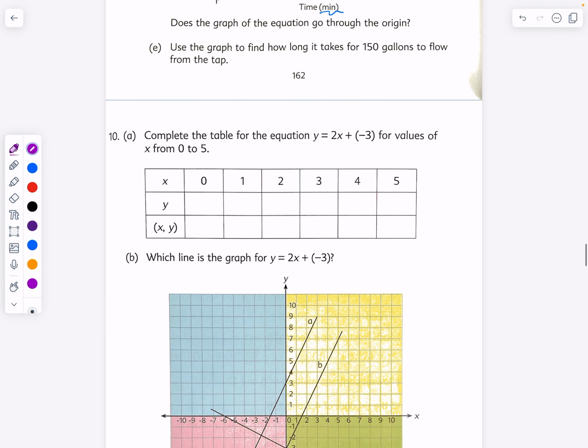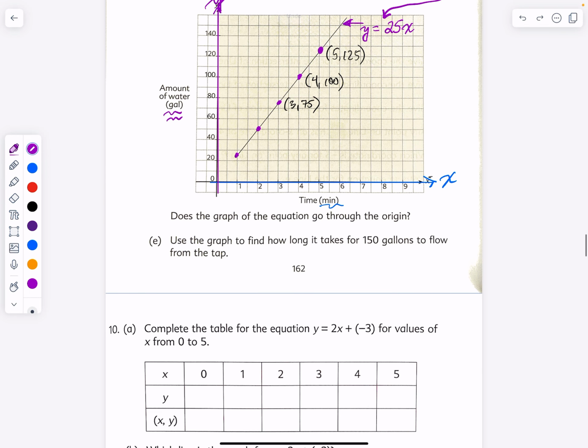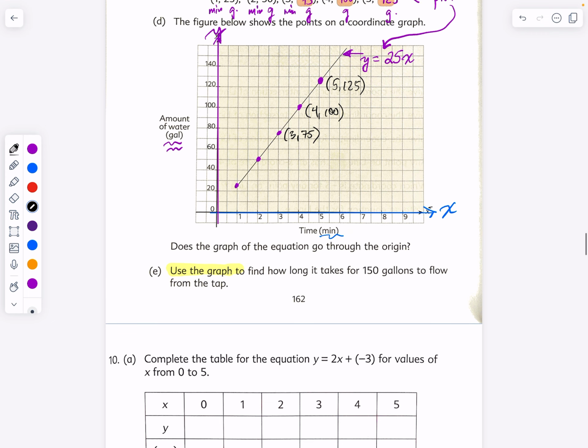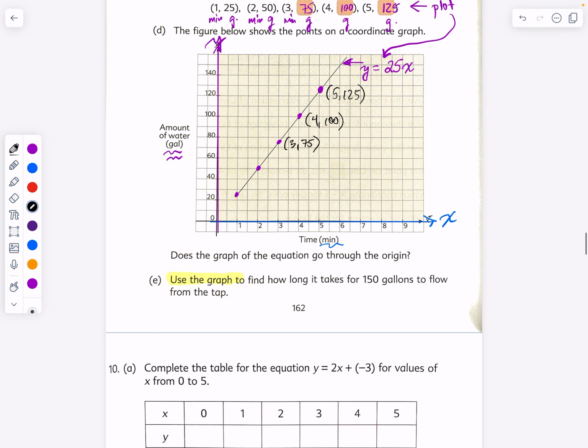Let's continue. Let's answer the question. Use the graph. Notice, not mathematics. Use the graph to find how long it will take for 150 gallons to flow from the tap. Well, if this is 120, 130, 140, if this is 150, let's see. Okay, this is the point. Let's drop down. And we know that it will take 6 minutes, which of course we could have figured out using mathematics, but we can also see it from the graph.